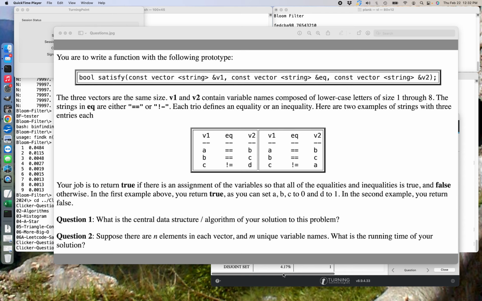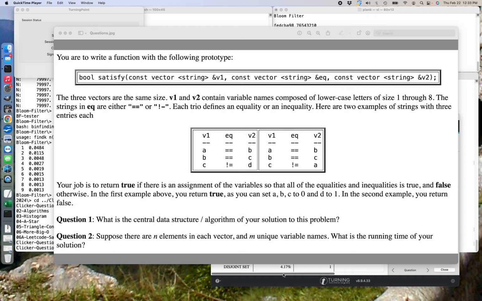So what's the running time of that? Well, n's going to be in there because we're running through n. Let's just say half of them are equalities, half of them are inequalities. So we're going to run through n, and for all the equalities, we're going to do 2 finds and potentially a union. Find is O of inverse Ackermann and union is O of 1.